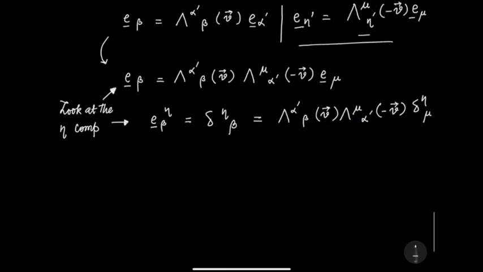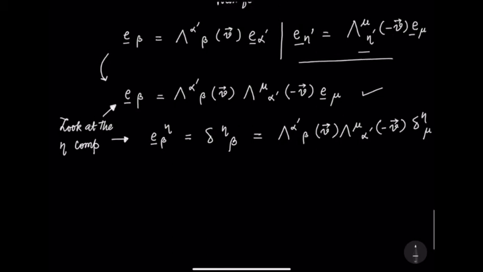So let me go through this again. Here I have a vector equation because both sides are multiplied by the unit vectors. Now I am trying to look at one of its components, which is the eta component. And if you look at the left hand side and the right hand side, the unit vectors e beta and e mu are written in the same coordinate system. And that is what we have achieved by writing this entire thing for e alpha prime.